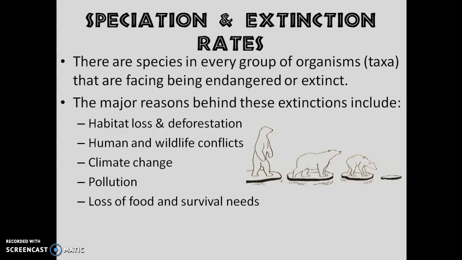The other couple of major reasons are loss of food and survival needs. That can be related to humans hunting their food, or maybe their food was affected by deforestation, and when that organism started to die off, other organisms were affected by it. Think of your food chains and food webs. And then hunting and poaching, especially of our larger organisms, play a major role in the endangered or extinct level of these particular organisms.